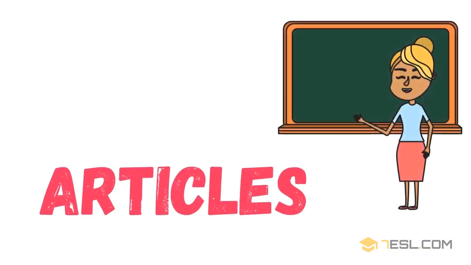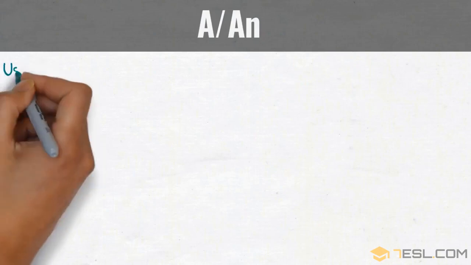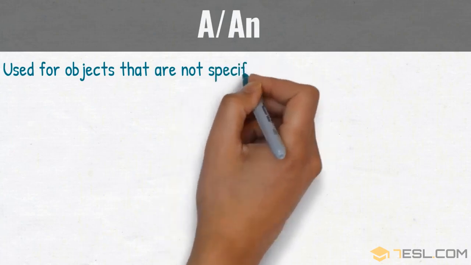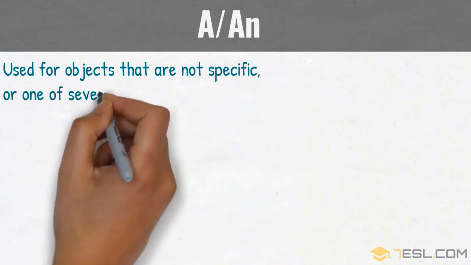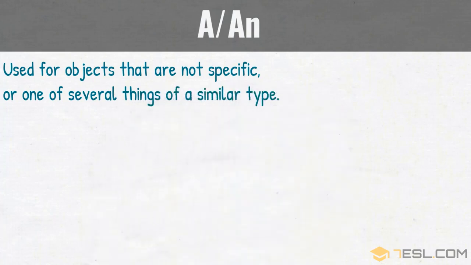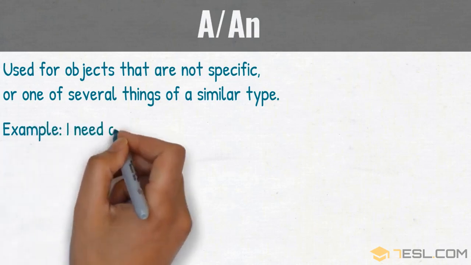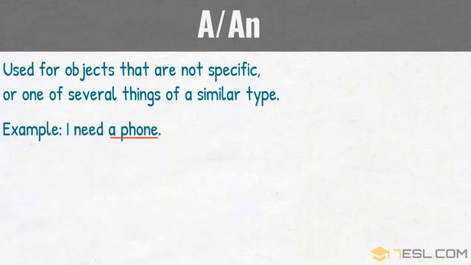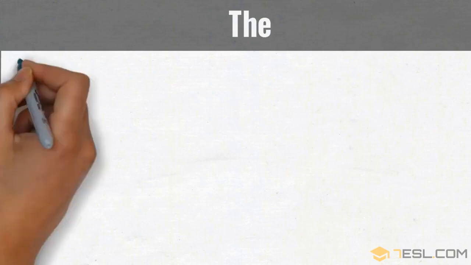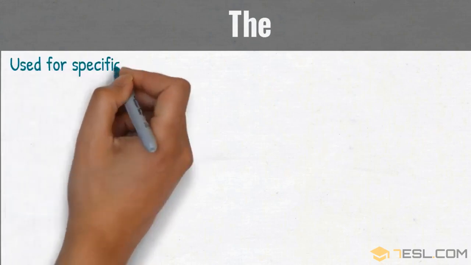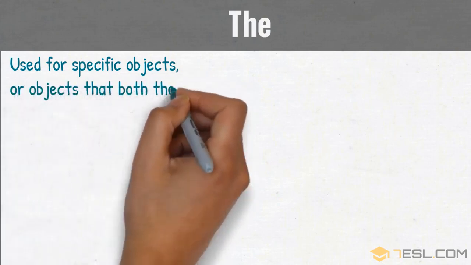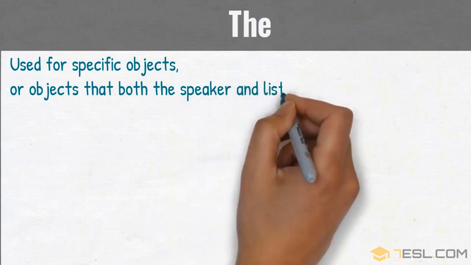Articles. A and an are used for objects that are not specific or one of several things of a similar type. Example: I need a phone. The is used for specific objects or objects that both the speaker and listener know.